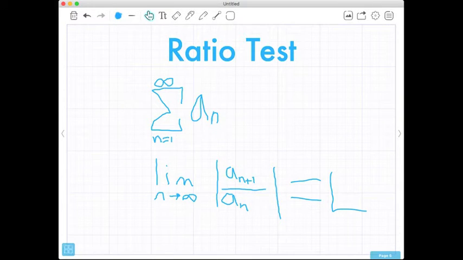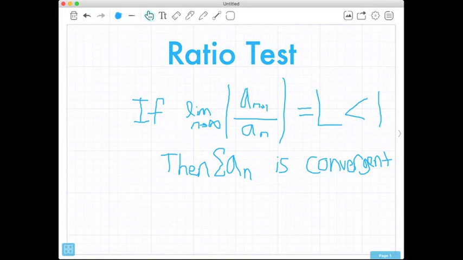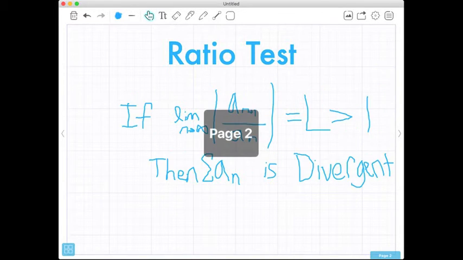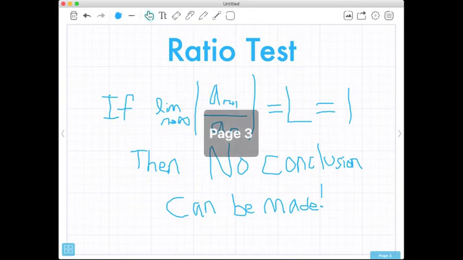So what you get from that: if this limit as n approaches infinity is less than 1, your basic series is convergent. But if it's greater than 1, the series is divergent. Finally, if you get an answer that equals 1, you can't draw any conclusions from this, and you pretty much wasted your time.